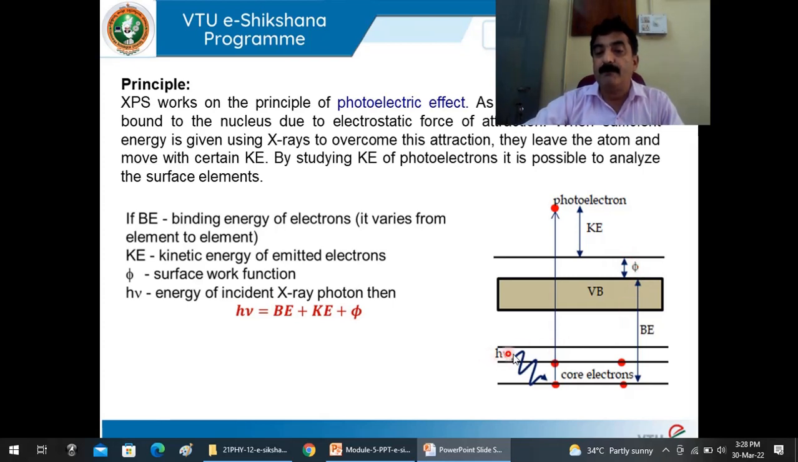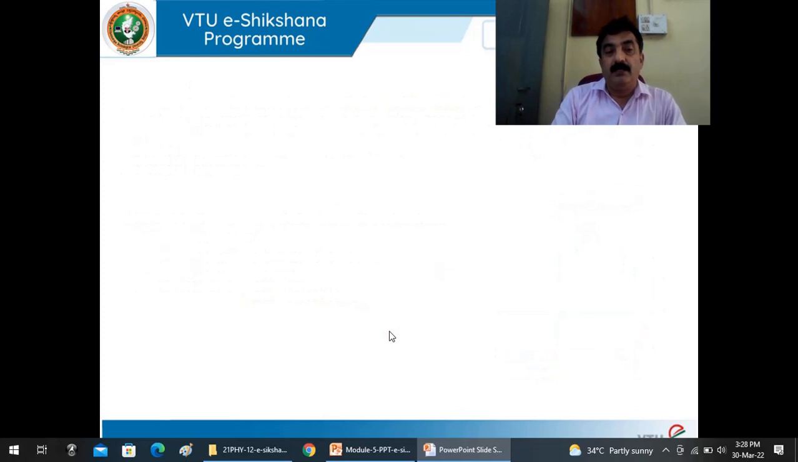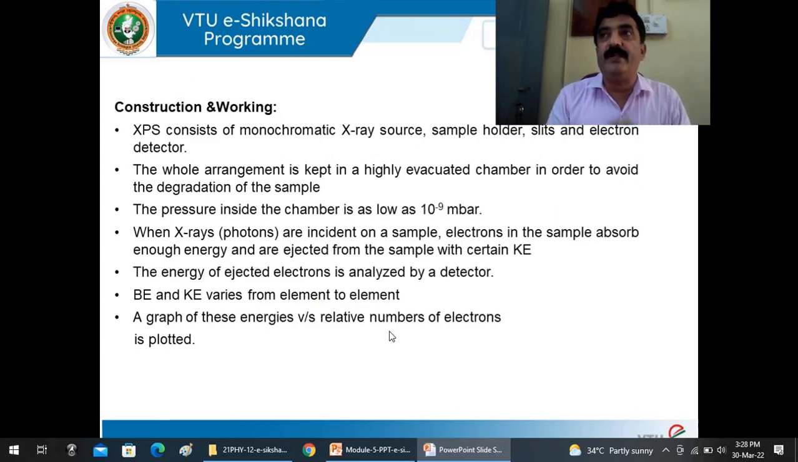So the supplied energy is utilized to take the electron from the bottom to the top of the valence band, from the top of the valence band to the outermost part of the material, and from there to somewhere else, that is kinetic energy. That means h nu equals BE plus phi plus KE. That is this equation. Well, now how is the instrument constructed?